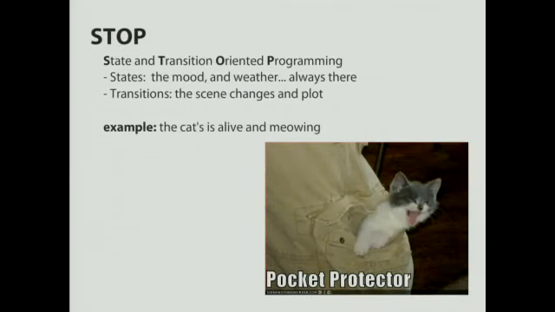What I'd like to propose is another terminology called stop-based programming, or state and transition-oriented programming. The states are the mood, the weather; they're always there inside of your system. The transitions are the scene changes in the plot. Using that same example, the cat is alive and it's meowing. It indicates a certain point in time in the application space.